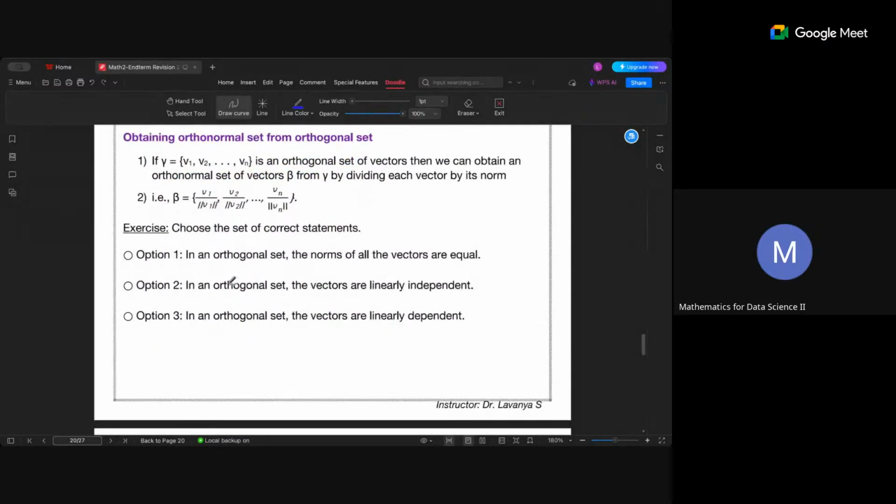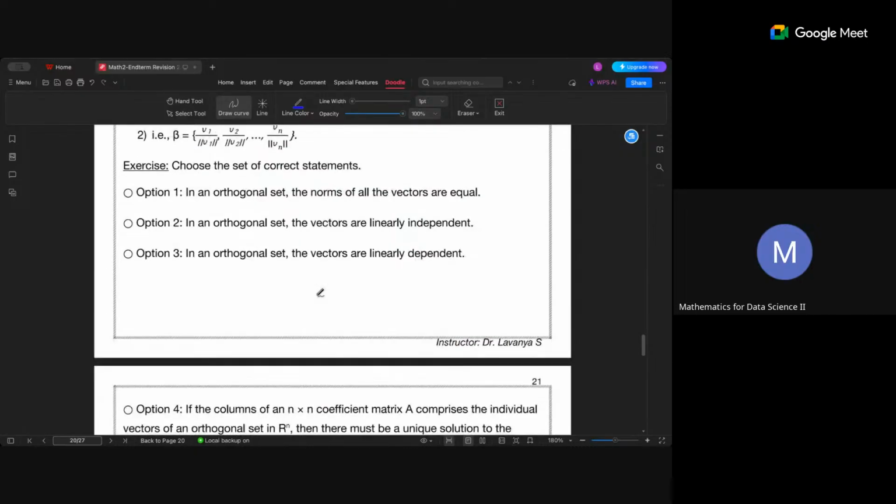Okay. So choose the correct statement here. In an orthogonal set, the norm of all the vectors are equal. No, false. Norms are equal only when you have an orthonormal set. In an orthogonal set, the vectors are linearly independent. True. Yes, orthogonality implies independence. In an orthogonal set, the vectors are linearly dependent. Definitely incorrect.